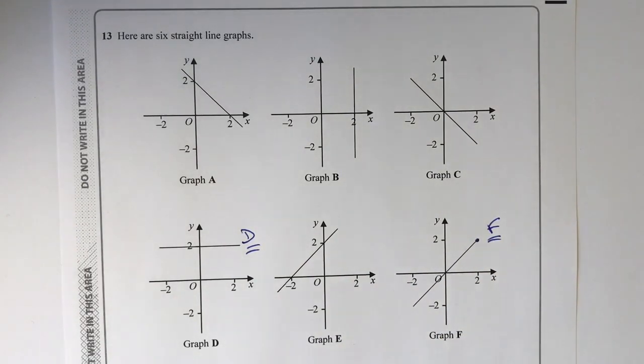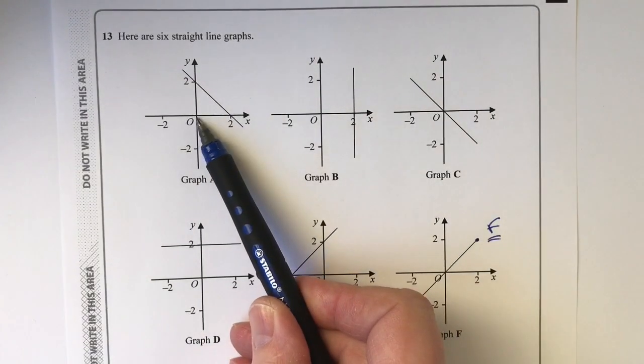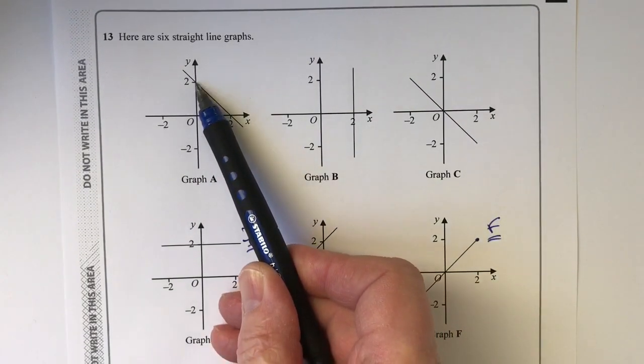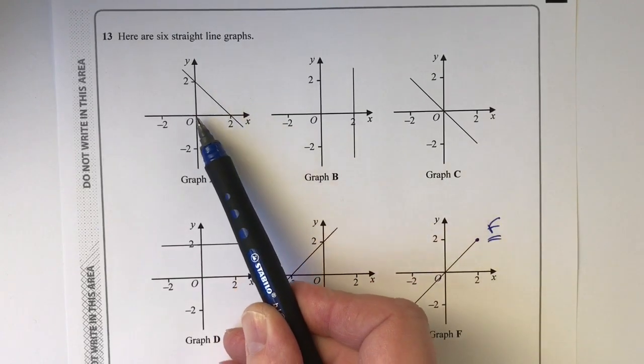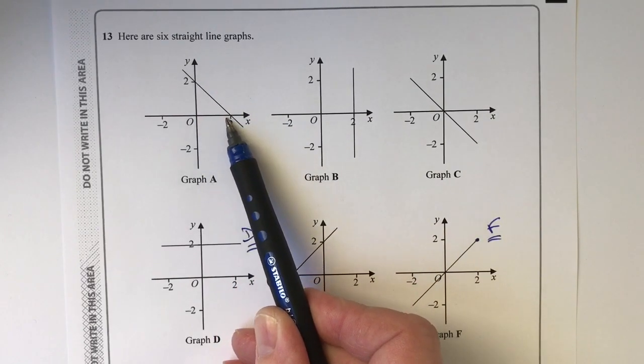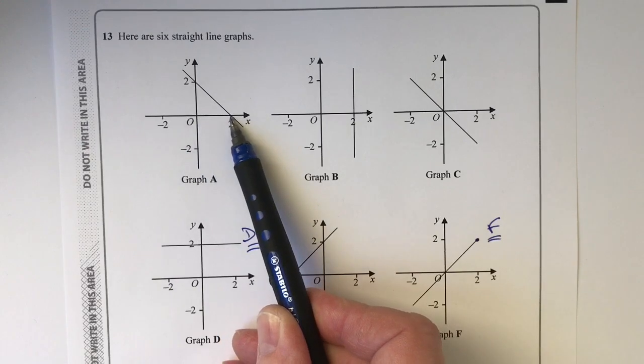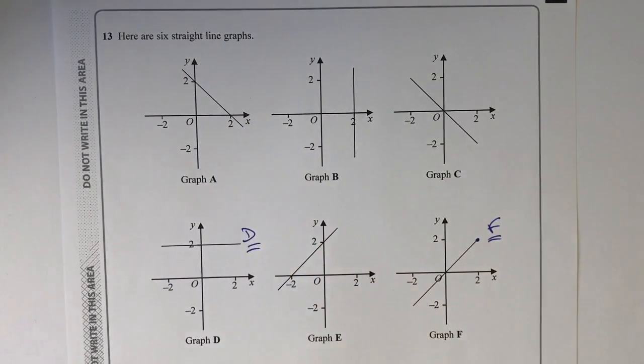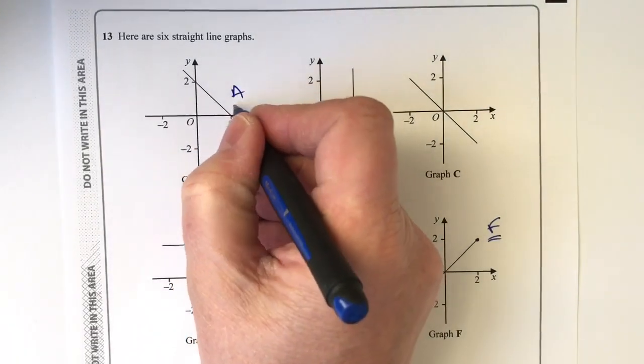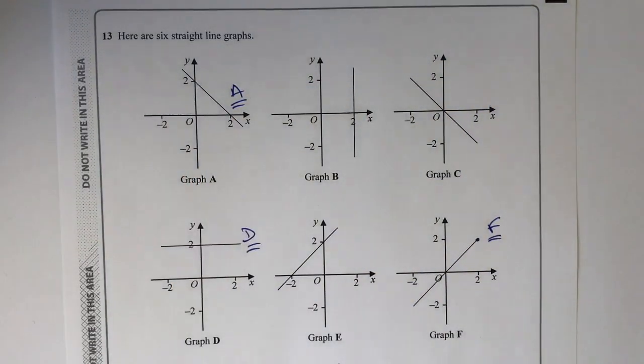And then finally we've got x plus y equals 2. This one's a little bit trickier, but if you can imagine, when the value of x is 0, then the value of y must be 2. Or when the value of x is 2, then the value of y must be 0. So in this particular one, graph A would be x plus y equals 2. Okay, hope that's okay for you.